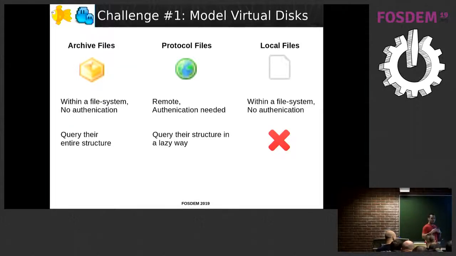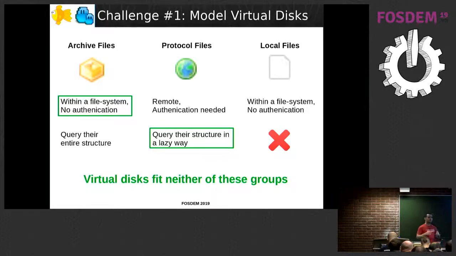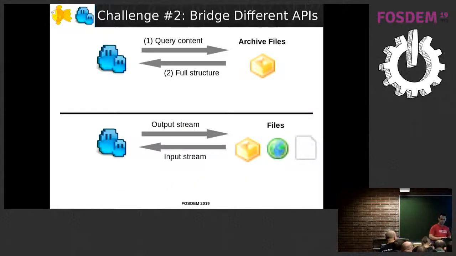Obviously, the best fit for virtual disks is archive files, right? But in practice, the fact that virtual disks are relatively large files means that we want to query them in a lazy way. And in muCommander, only protocol files are queried in a lazy way. So eventually, I did map virtual disks to archive files, but the query thingy was one of the gaps that had to be bridged. So let's start with it.